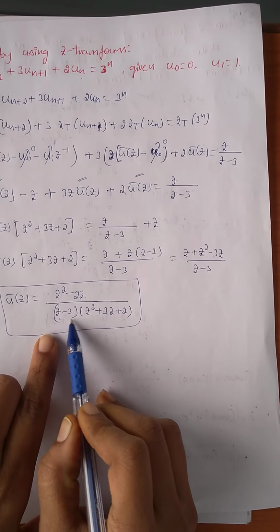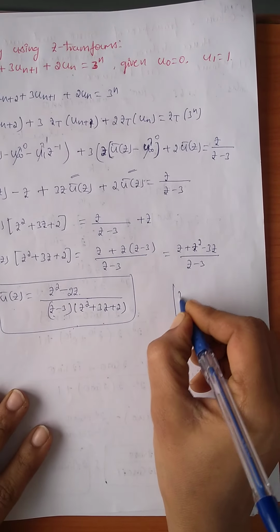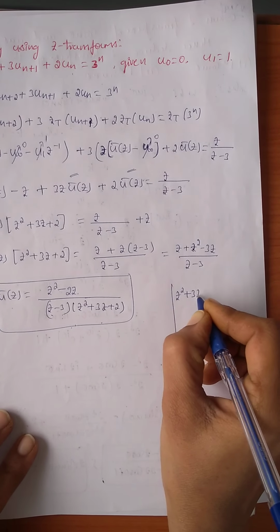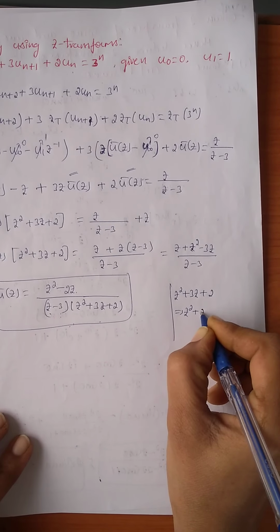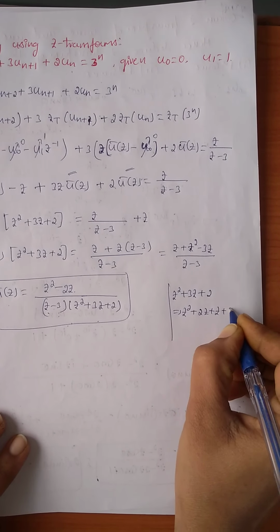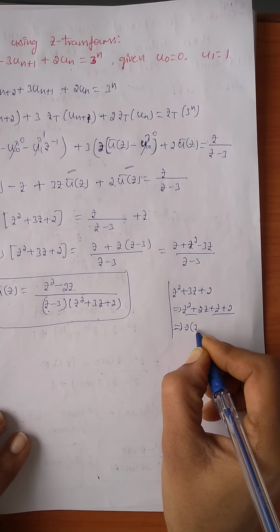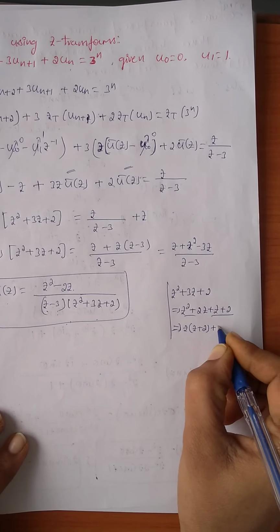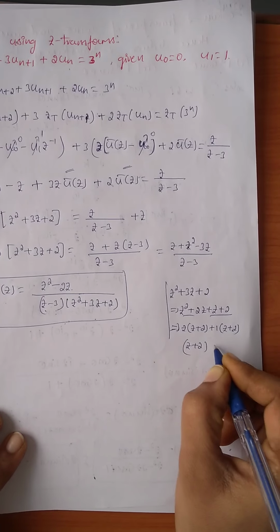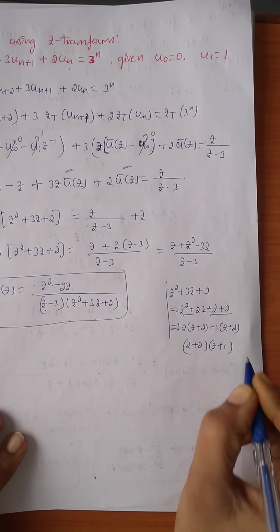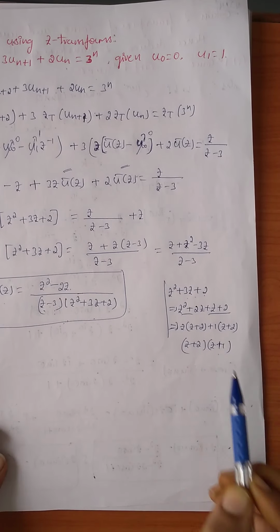The term z−3 is a linear factor. The second term we should factorize: z² + 3z + 2. The factorized form is z² + 2z + z + 2. From the first two terms I take z common to get z(z+2), and from the last two terms, if you take one common, we get (z+2). Taking z+2 common gives the term z+1. Therefore the factors of z² + 3z + 2 are (z+2)(z+1).